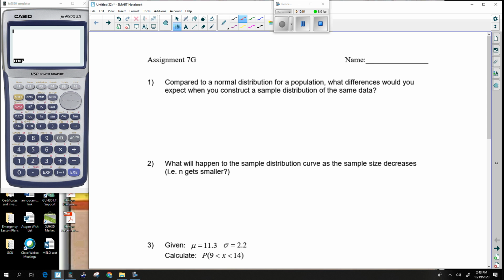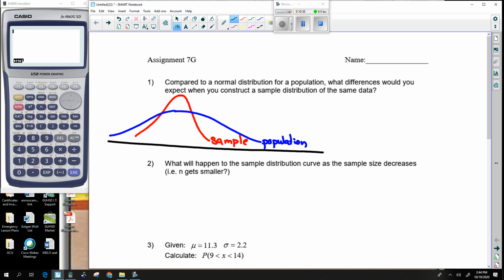Question 1. Compared to a normal distribution for a population, what differences would you expect when you construct a sample distribution of the same data? All right, so this is exactly what my picture was showing. Again, the idea is this. This is your sample. This is your population. What differences do you see when you construct a sample of the same data? What I see is this.